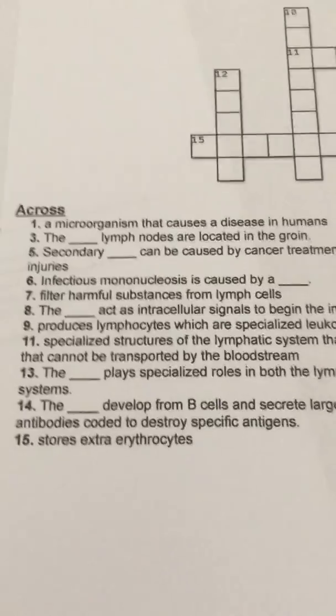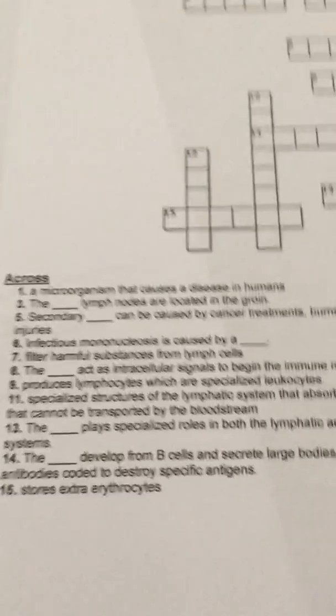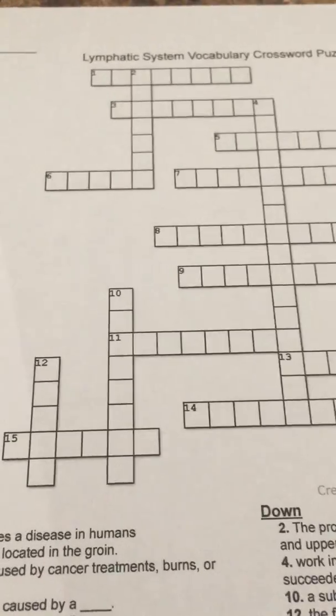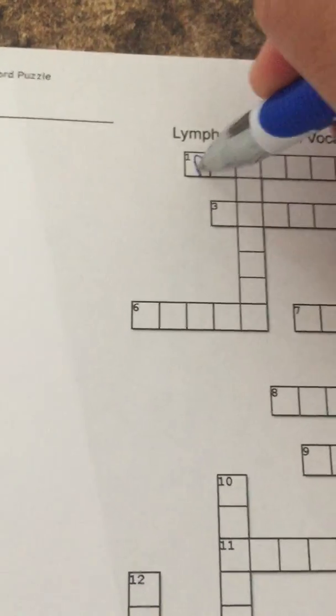The learning goals of this game are basically just to find a way to practice some vocabulary words. So why don't we get started here? The first clue is a microorganism that causes a disease in humans. We're going to look for one across, and this is going to be pathogen.